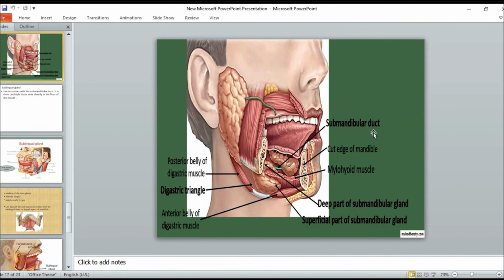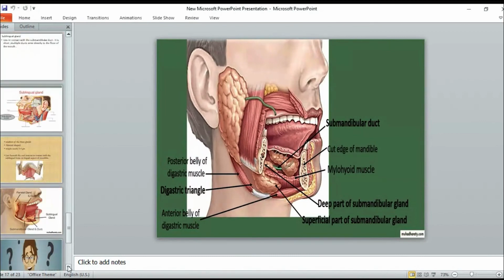This duct is for the submandibular gland. This duct, the green one, is for the parotid gland. Is it clear? It's easy. I think the practical of anatomy is so easy because it's just a picture.